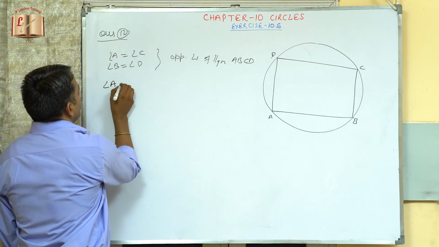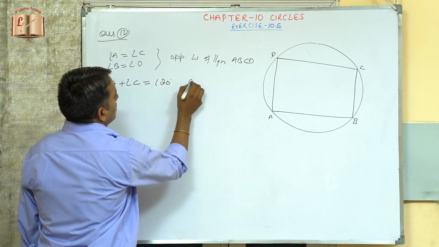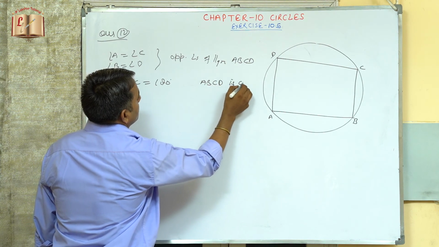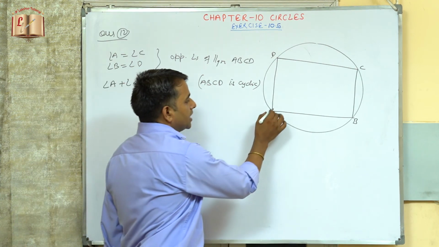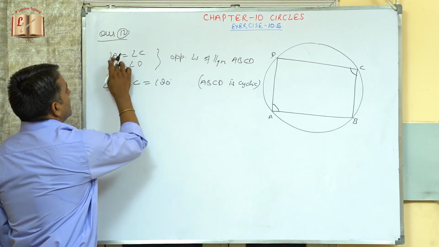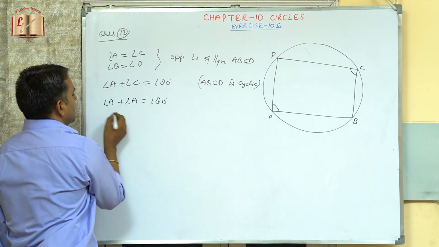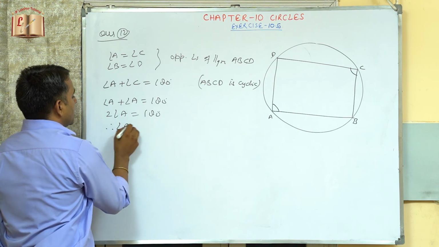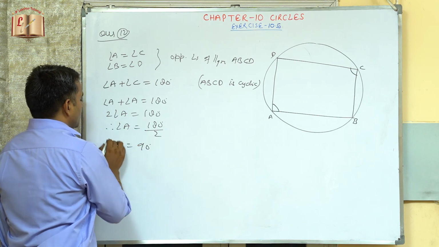So angle A plus angle C will be equal to 180 degrees because ABCD is cyclic. So in a cyclic quadrilateral, the sum of the opposite angles will be equal to 180 degrees. Now using this, A is equal to C, so I can write angle A plus angle A equals 180 degrees. So twice angle A equals 180 degrees. Therefore angle A equals 180 degrees by 2, angle A equals 90 degrees.